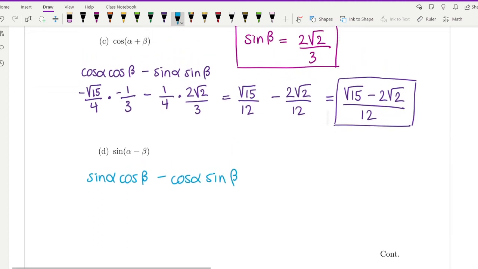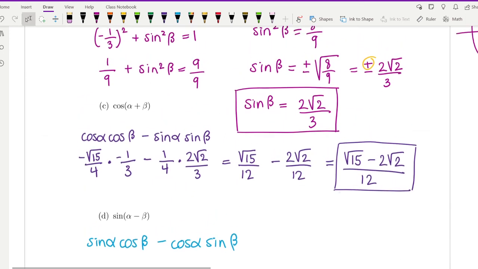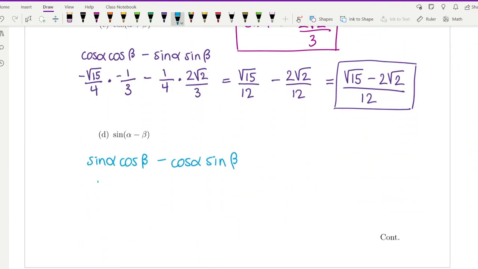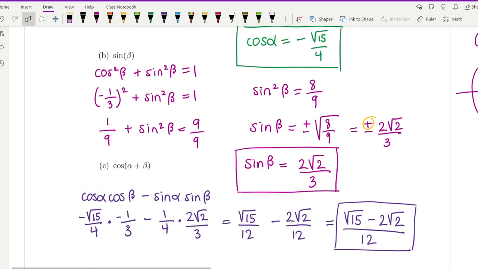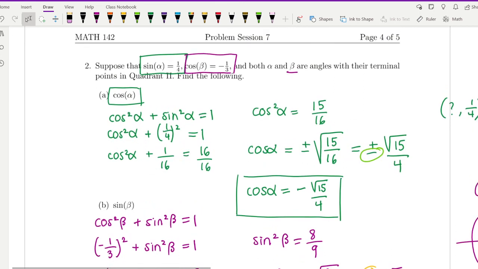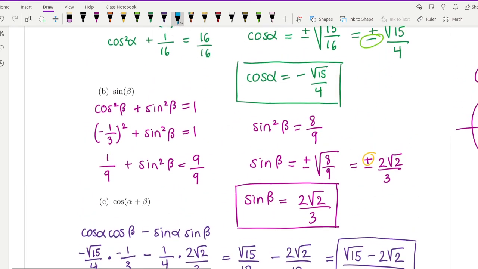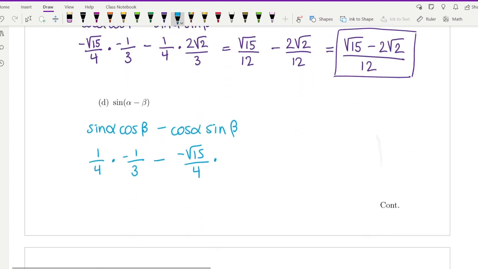So once we wrote that down, now we just need to go and find all these different numbers and put them down. Sine of alpha, that one I think was given to us, right? That was 1/4. So we have 1/4 times cosine of beta. Cosine of beta, I think that was also given to us. That was negative 1/3. And then cosine of alpha, that's one that we found in part A. So that's negative root 15 over 4. And then sine of beta, that is the last one we found. That was 2 root 2 over 3.